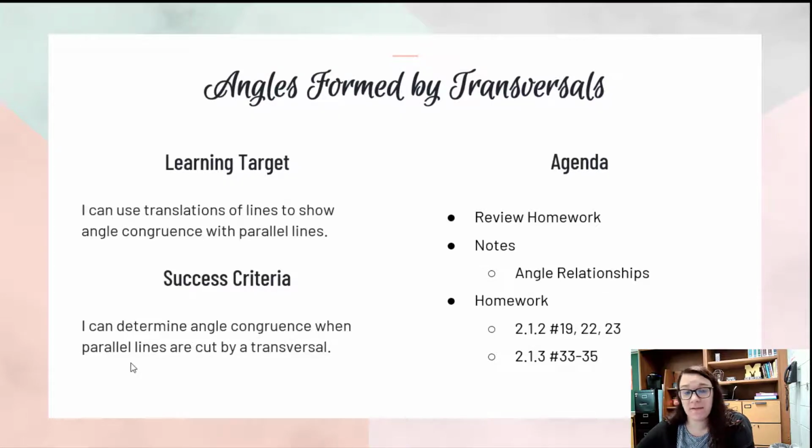This is our last day of angle relationships. We've done 3 days so far. Learning target is to be able to use translations of lines to show angle congruence with parallel lines and determine angle congruence when two parallel lines are cut by a transversal.